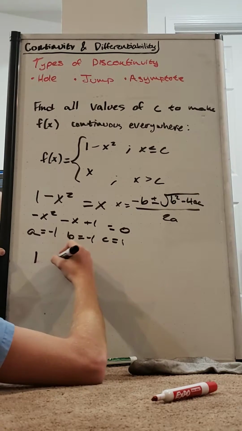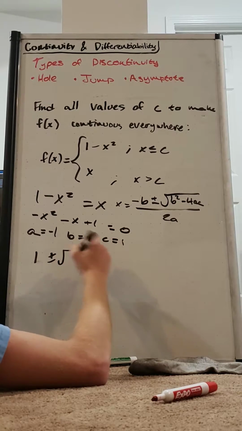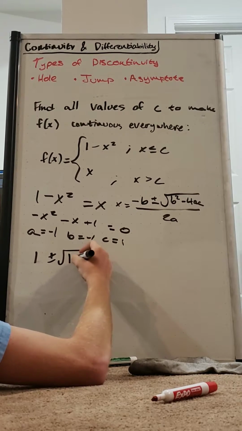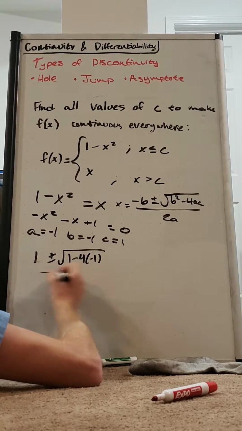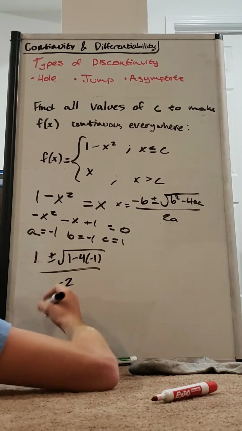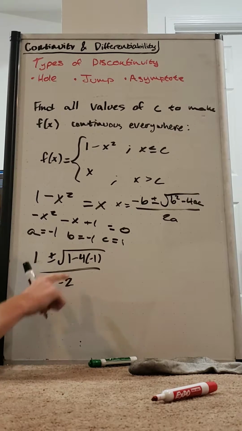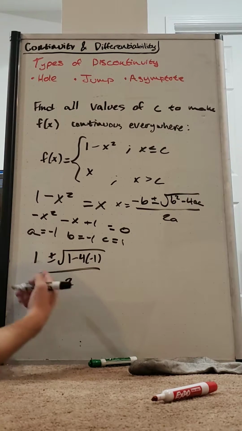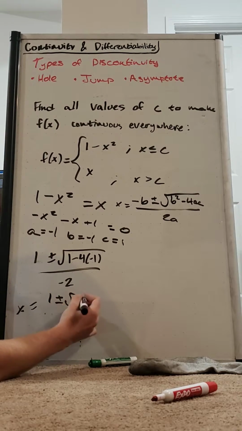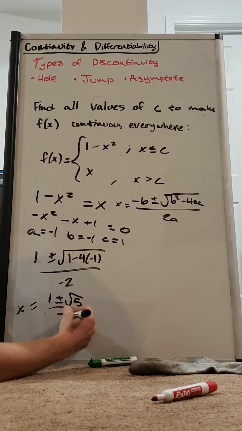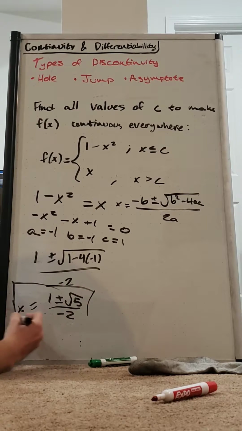So we have 1 plus or minus, because that's negative b, the square root of b squared, which is going to be 1, minus 4 times -1 times 1, whole thing over -2. And this is equal to 1 plus or minus the square root of 5, after we make that positive, over -2. And that's what x equals, and that's actually going to be our answer.